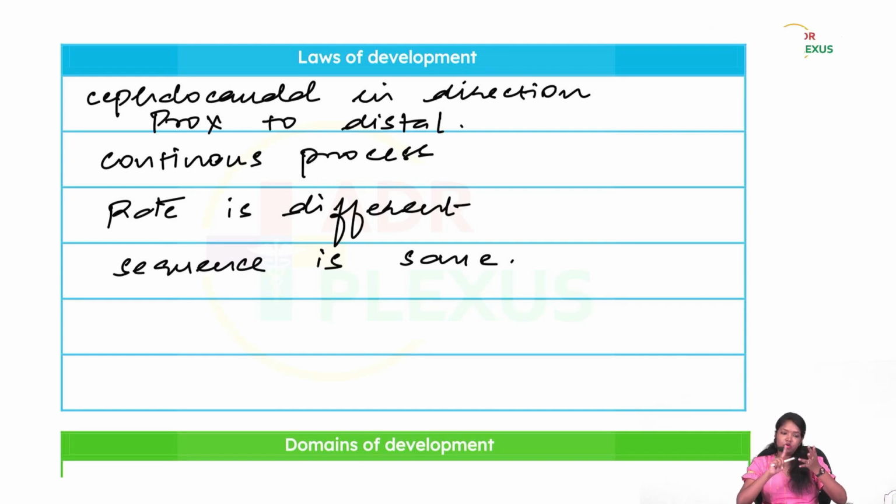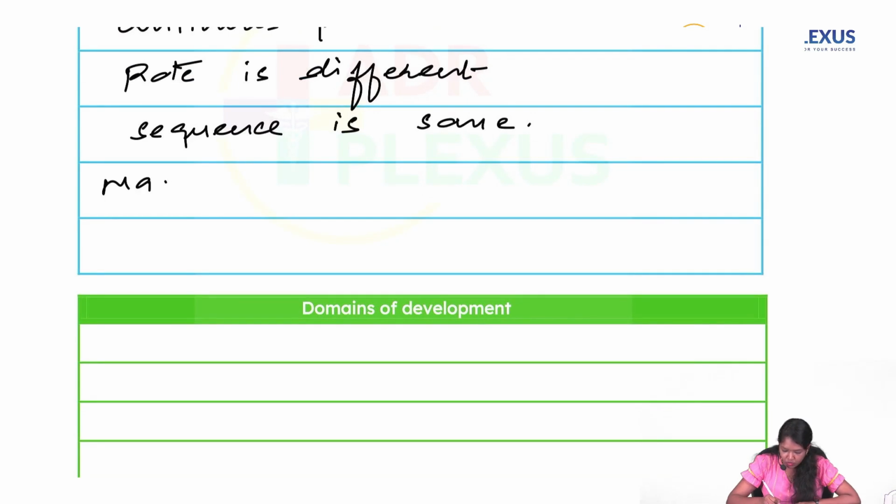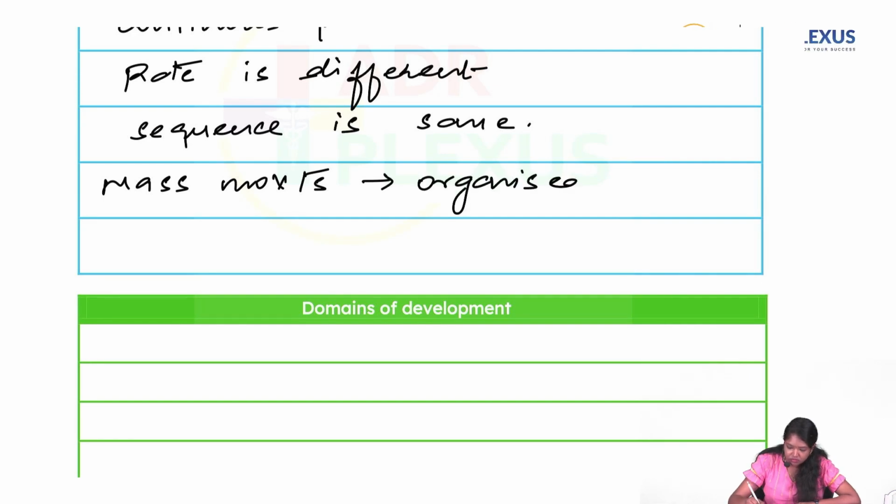So rate can be different, but sequence is same. As I told you, head control, sitting, walking, and then only running. This is the sequence. Be it a child from America or South Africa or India, the sequence will not change, but the rate can be different. Okay. Next. Mass movements are converted into organized movements. Same example. So initially the baby was trying to reach for an object like this. When it becomes organized, it will use the distal muscle to reach. That is called as mass movements are converted to organized movements.